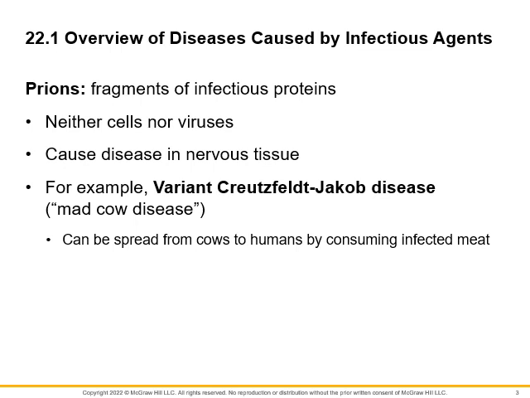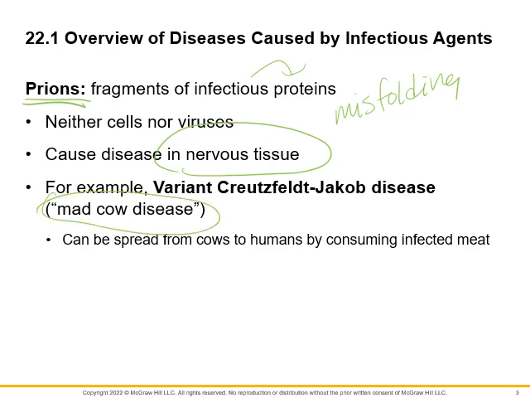I don't have this term highlighted, but I did want to bring your attention to this term prion. Basically, it's an infectious protein. It's a misfolded protein, and when it comes in contact with other proteins, it causes them to misfold. So there's no cells, there's no virus. It is basically an amino acid protein, and it can cause nervous tissue disease. So mad cow disease is something you may or may not have heard of in the news. It can spread from cows, so these prions can spread from cows to humans if we consume infected meat.